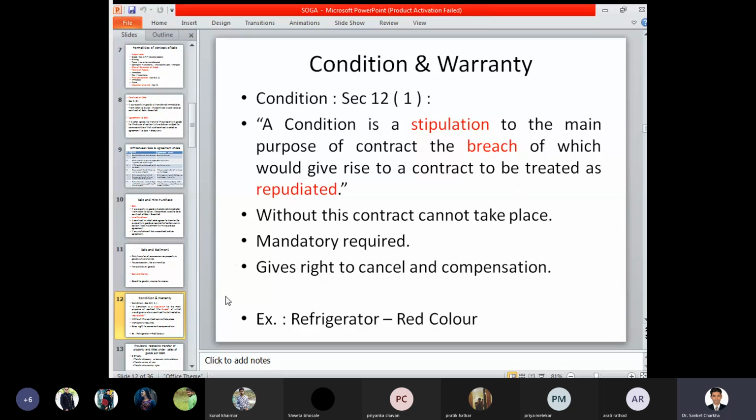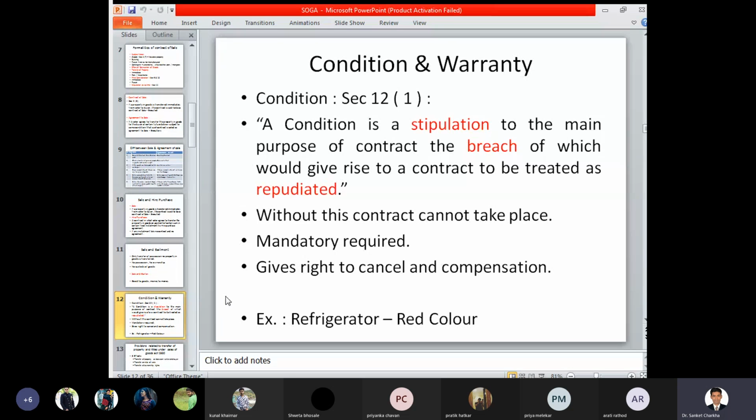Coincidentally or by mistake, what happened? The trader or the seller does not give me the red color, and he provides me the refrigerator of black color or blue color. So at this stage, what can happen? We can identify that I have a certain option on the basis of the condition of that particular contract. My contract was based on a condition that if I want to purchase the refrigerator, it must be of red color only and not of any other color.